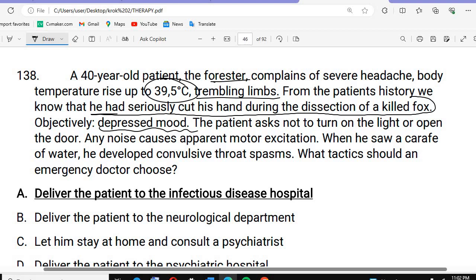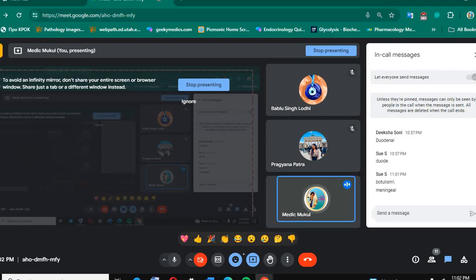What will you do, which hospital will you go to? Botulism, meningitis? Why botulism, meningitis?